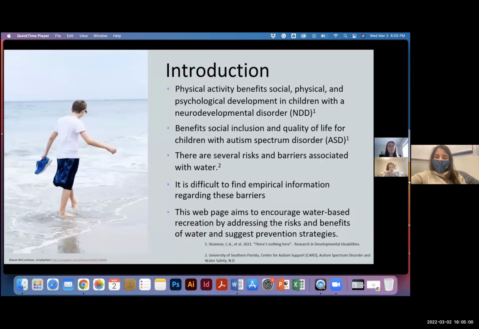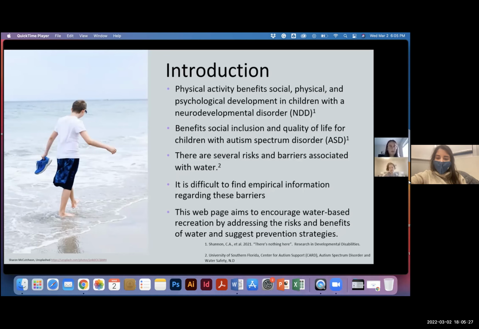This project is part of an overall project that's creating a website to help promote safe and active recreation for families of children with autism spectrum disorder. However, this presentation will focus specifically on swimming and water activities. It is known that there are several risks and barriers associated with water for children with autism spectrum disorder. However, it's difficult to find information regarding these barriers and knowledge on how to address them.